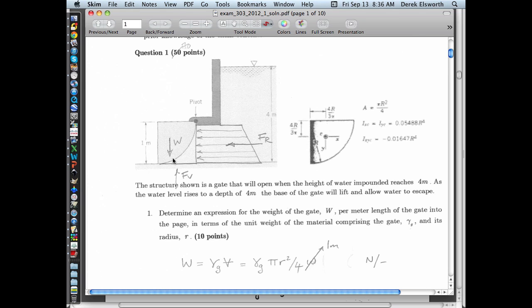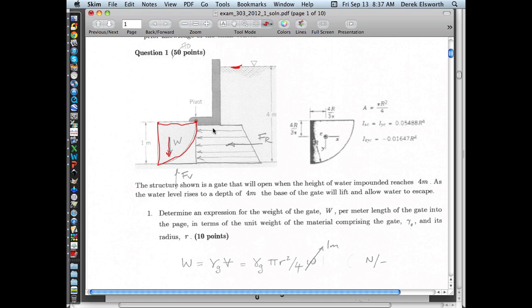But the way this is, it just leads you through the question to be able to get you to define the solution. So here's the view. This is a gate which has a pivot here. The gate has this quarter quadrant of a cylinder, which has some weight. It has water on the upstream side, and the basic question is, how big does W have to be to keep this gate closed?